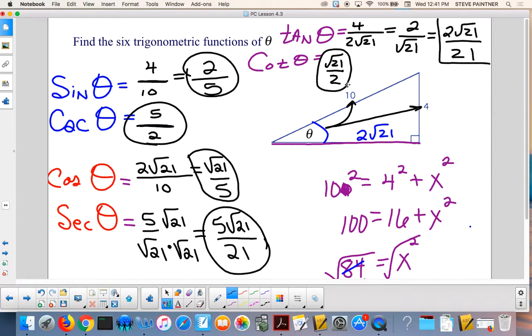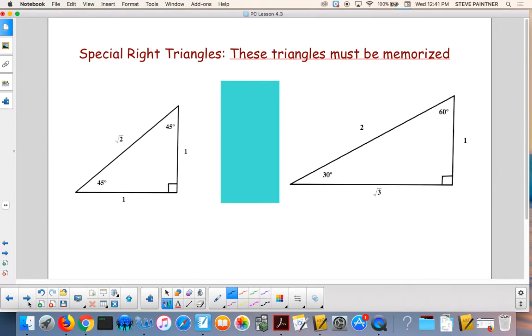All good? Don't use your calculator to say this side is 9 point something. Don't do that. It is a non-calculator problem on the test. You might as well get used to it. Don't use your calculator.